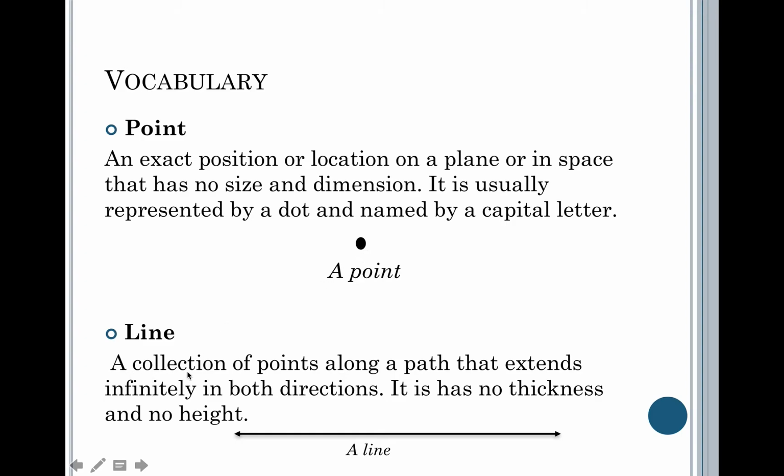A line is a collection of points along a path that extends indefinitely in both directions. It has no thickness and no height. So here you see a line. You'll see an arrow going this way and an arrow going that way to let you know that it never ends.